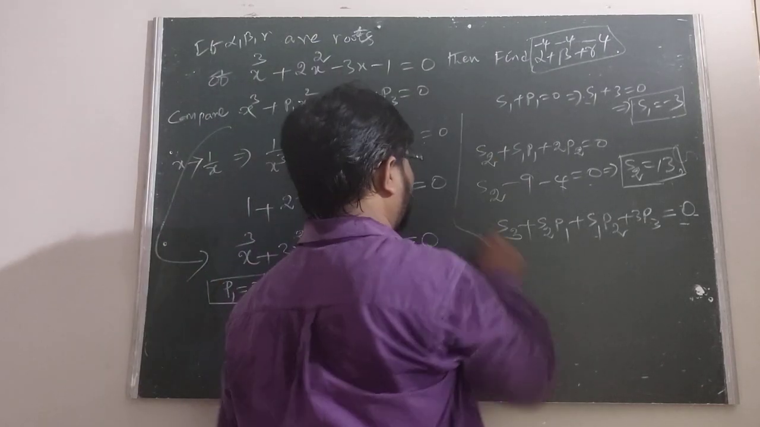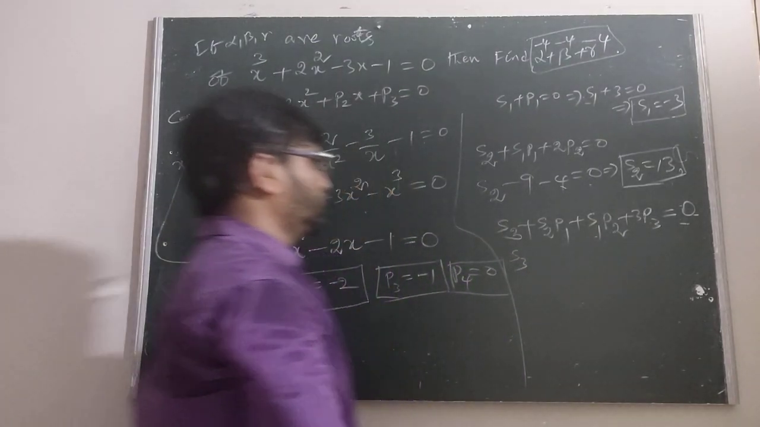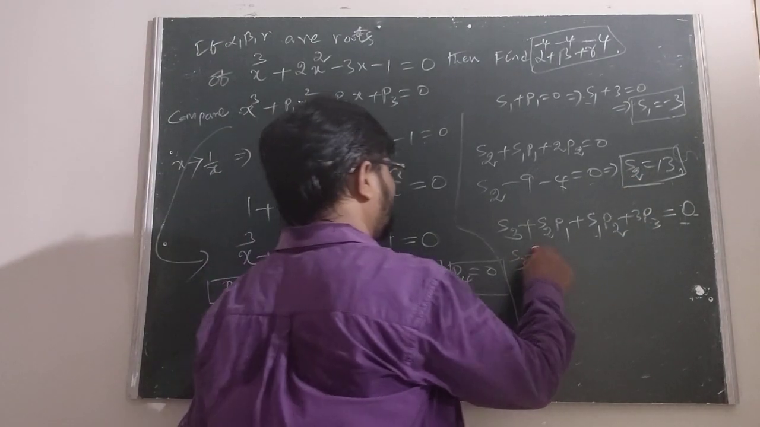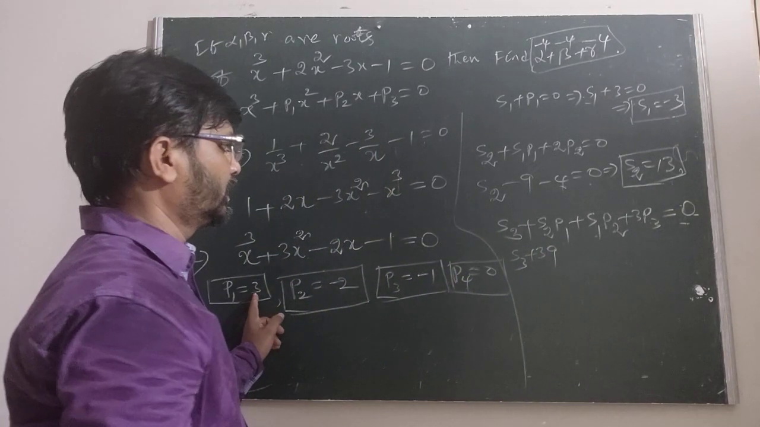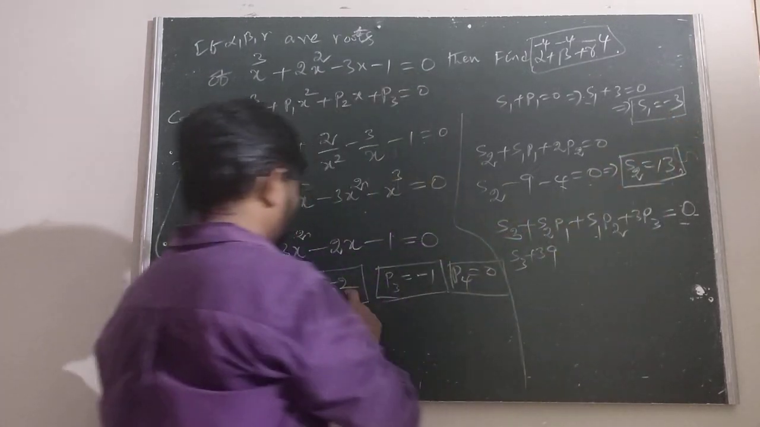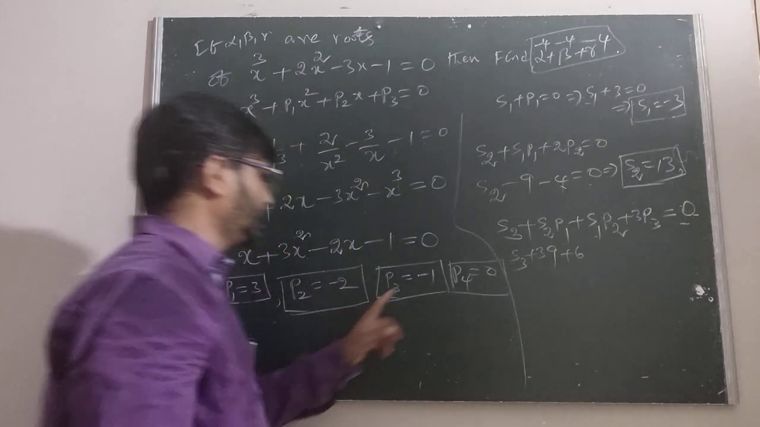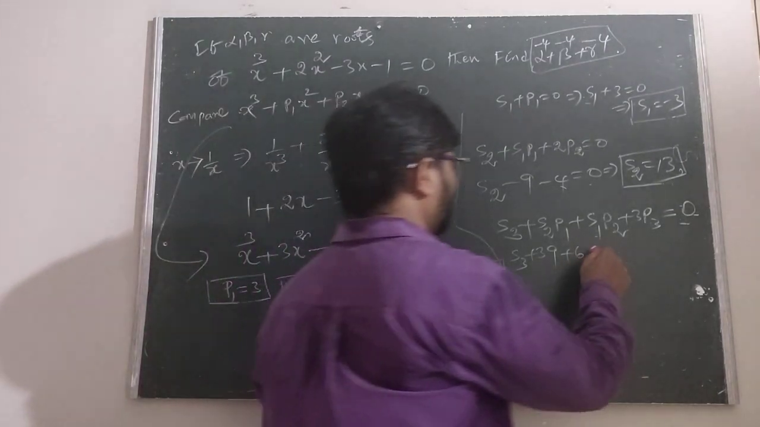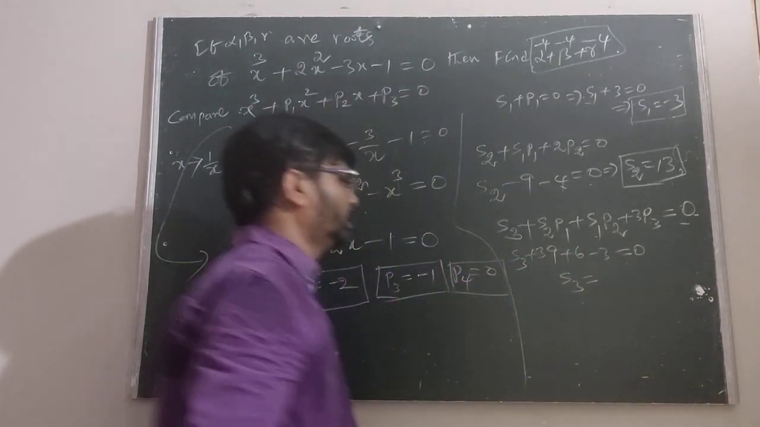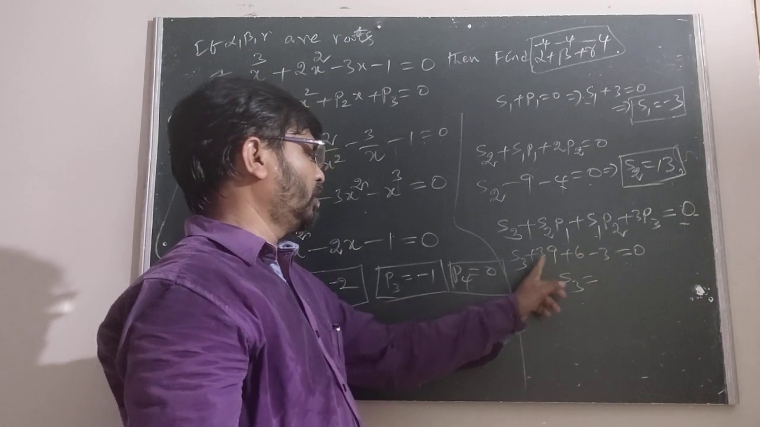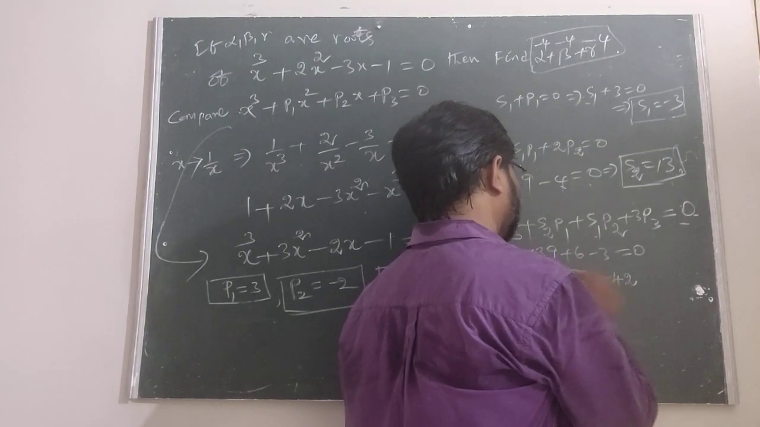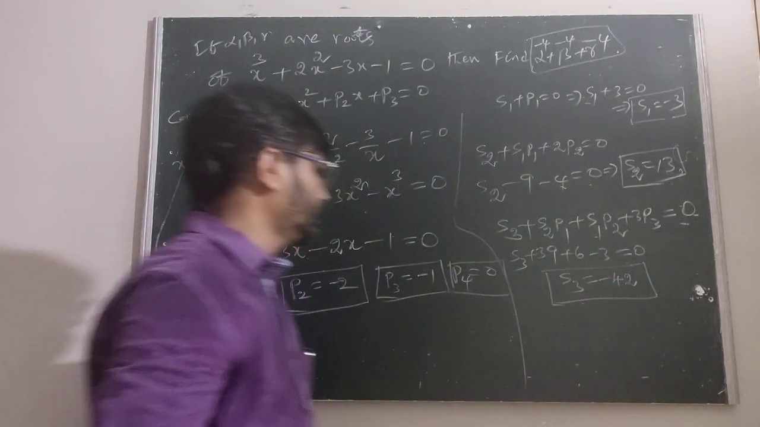Therefore we can write S3, S2 into P1. S2 is 13, 13 into 3 is 39. After that S1 P2: S1 is minus 3, P2 is minus 2, therefore this is 6. 3P3 is minus 3, equal to 0. Now we are getting the value of S3: 6 minus 3, that is 3. Now 39 plus 3 is 42. Now it will be sent to the other side, so minus 42 is S3.